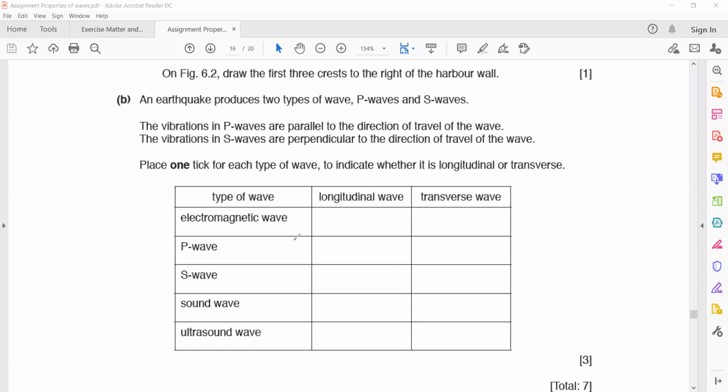In this question, an earthquake produces two types of waves, P waves and S waves. The vibration of the P waves is parallel to the direction of travel of the wave. The vibration of S waves is perpendicular to the direction of travel of the wave. Place one tick for each type of wave to indicate whether it is longitudinal or transverse. So you can use screen annotation to complete this table. What could be the right answer?